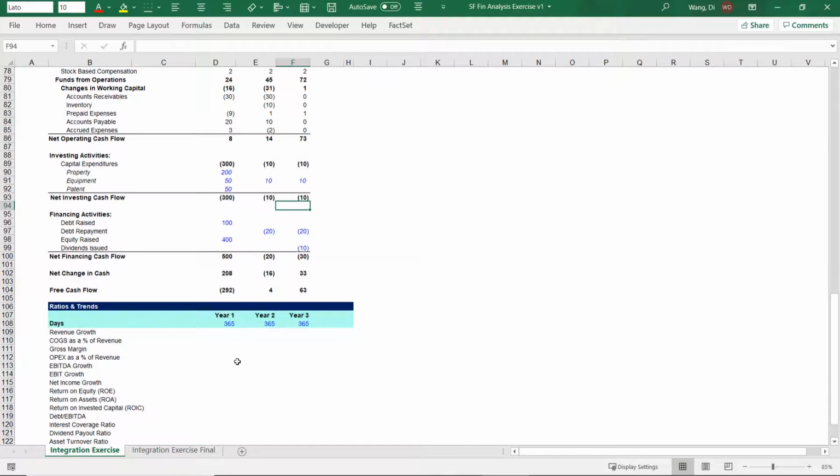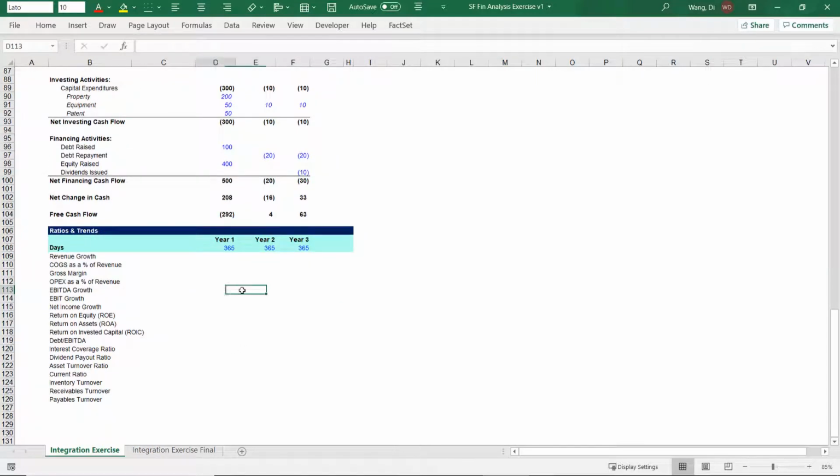ratios and trends. So this area right here on the bottom is empty, and we're going to walk through these items and interpret the trends and their meanings. So we'll first start off with revenue growth. Revenue growth is calculated as year 2's revenue divided by year 1's revenue and subtracting it by 1. Since we don't have a year before year 1, we're going to start off with year 2.